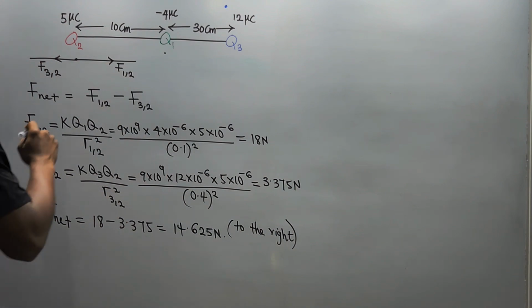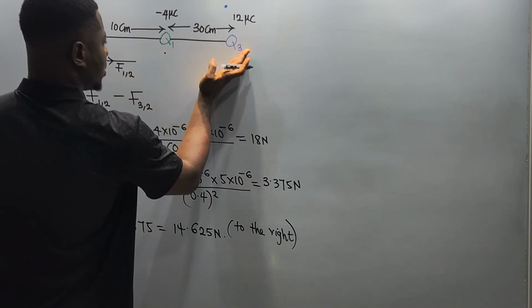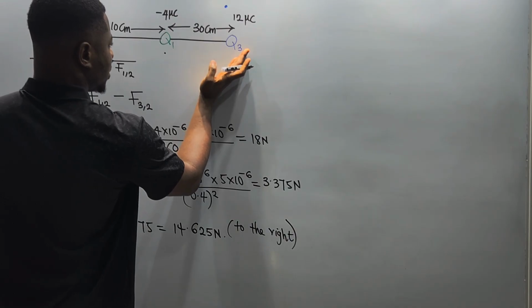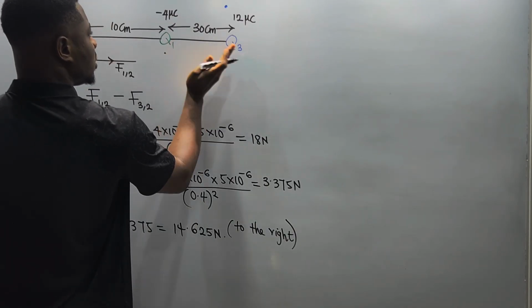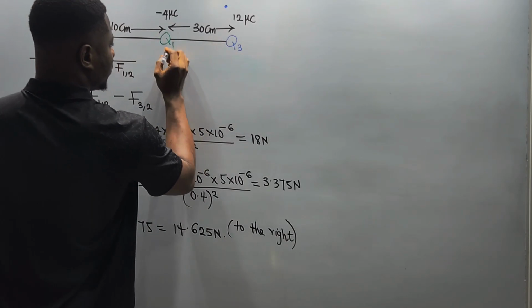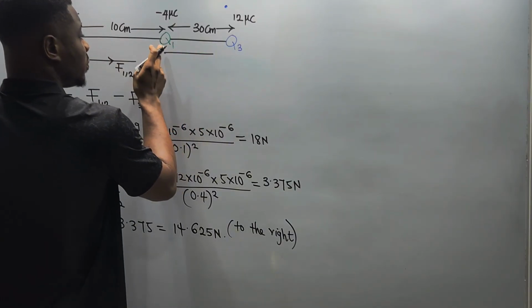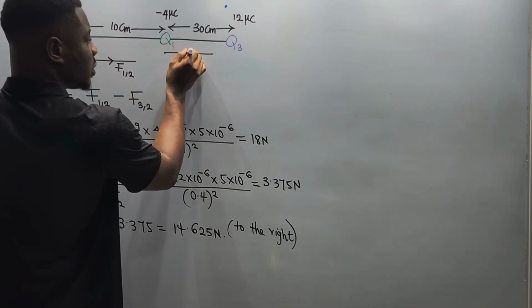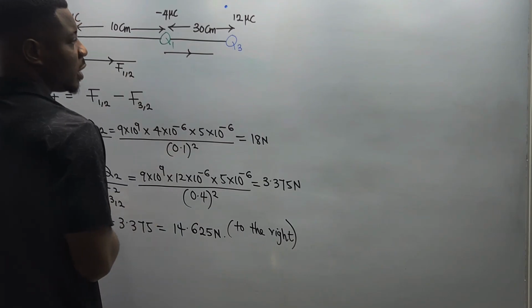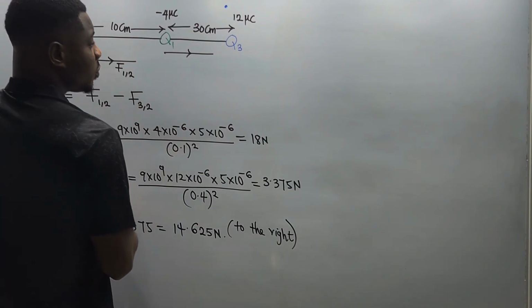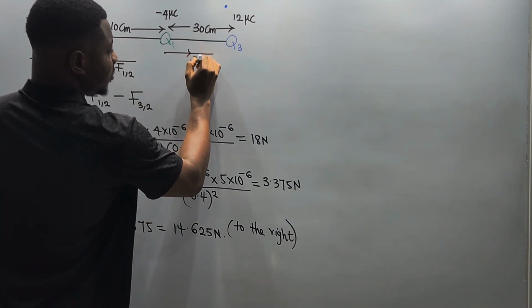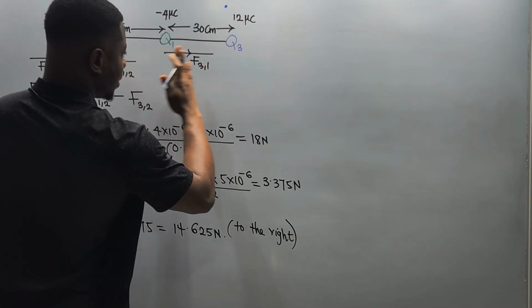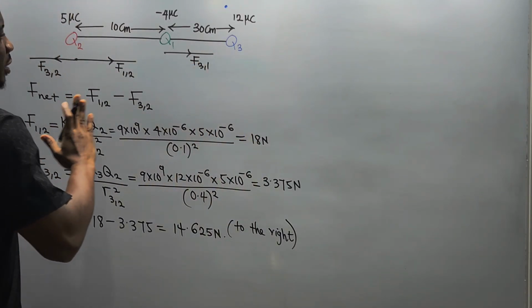On Q1, what is the interaction of 3 on 1? That would be attractive. Since we want to look for the net force on Q1, there's going to be an attraction of Q1 to Q3 here. So F3 on 1 is attracting. It's moving like this.